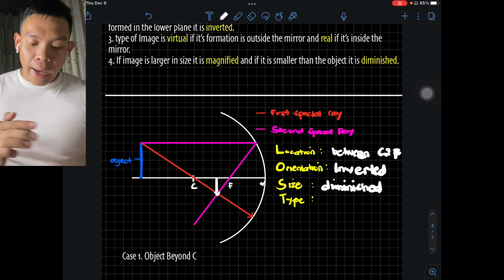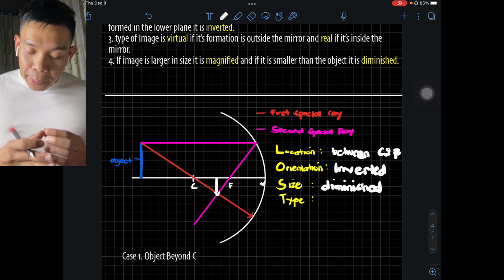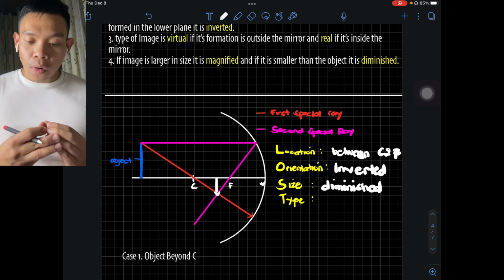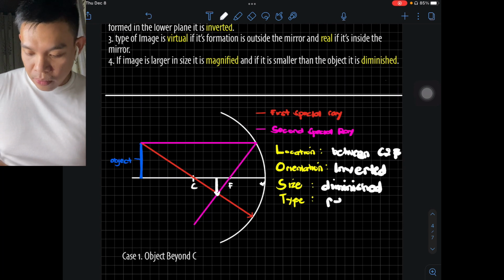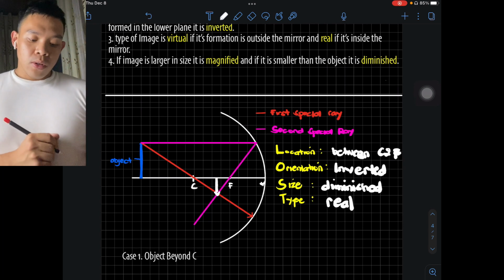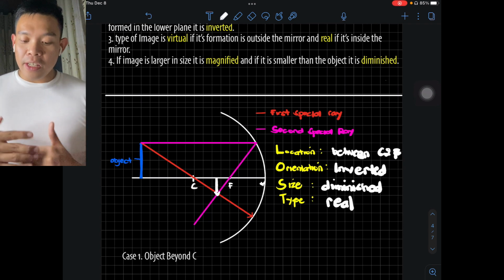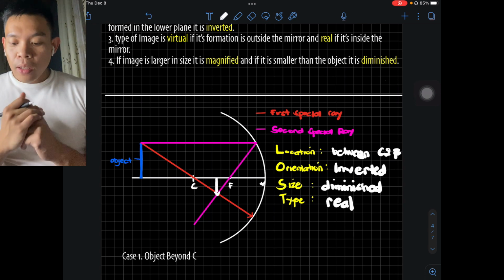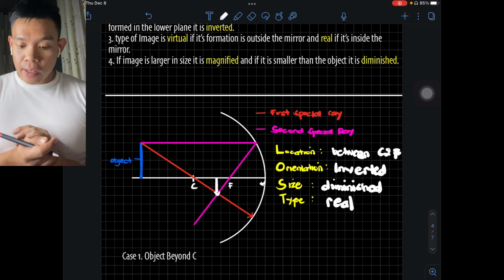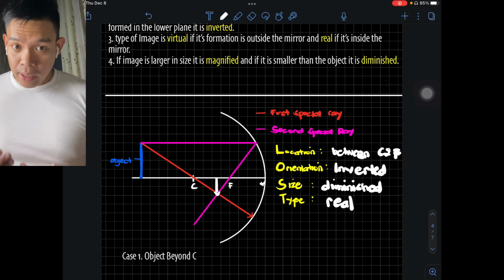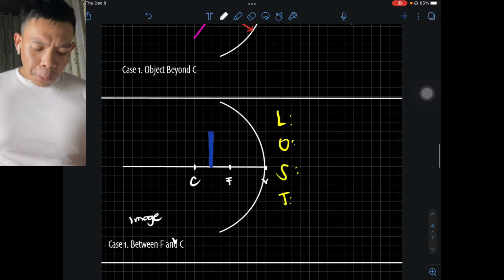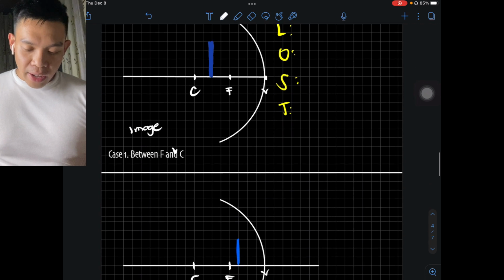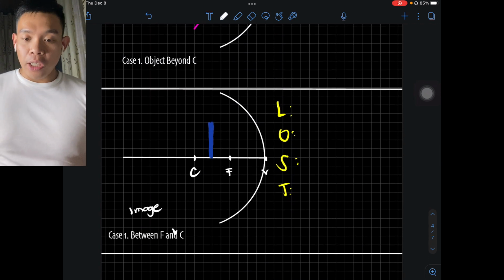And what type of image do we have? The image is formed inside the plane. Then thereafter, the image is, of course, a real image. So if the object is beyond C, we have different characteristics using laws: location, orientation, size of the image, and type of the image. Location is between C and F, orientation is inverted, size is diminished, and type is a real image. Now, if we have case number 2, which is an object between F and C, how can we look at it in particular image?